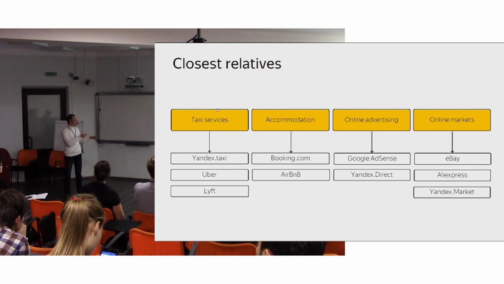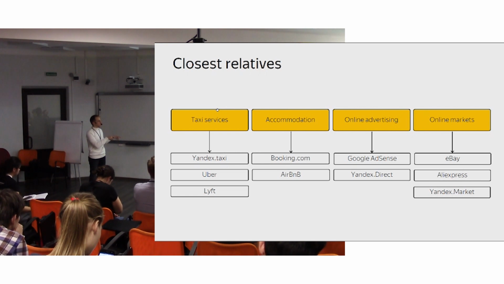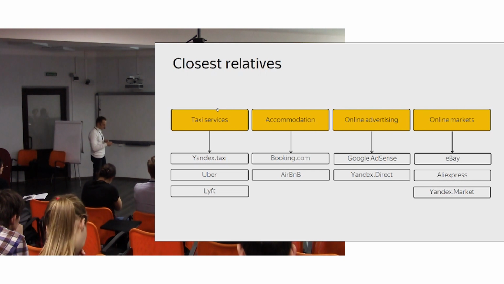They are drivers and they are passengers. And the taxi service is a platform that connects them. Accommodation services like Booking.com have travelers and hotels, and the accommodation platform connects them. Online advertising is maybe on some other scale, but it's the same philosophy: there are users that can click on advertisements and there are advertisers that want the advertisement to be clicked on. And there are online markets like eBay or AliExpress with the same idea.